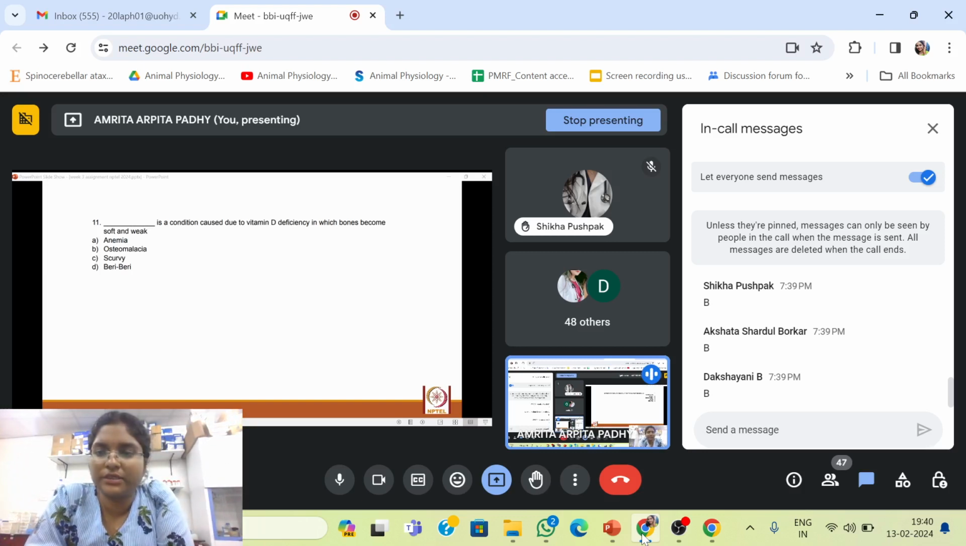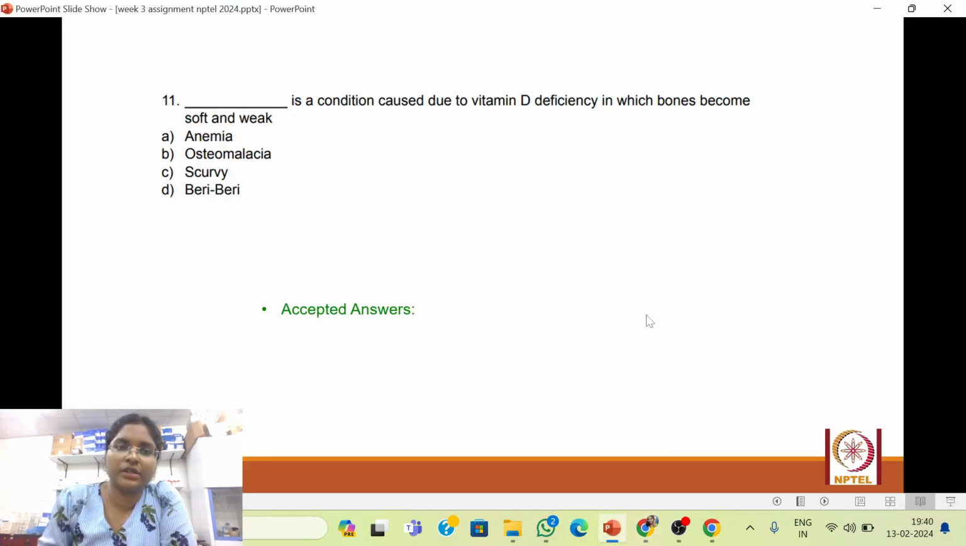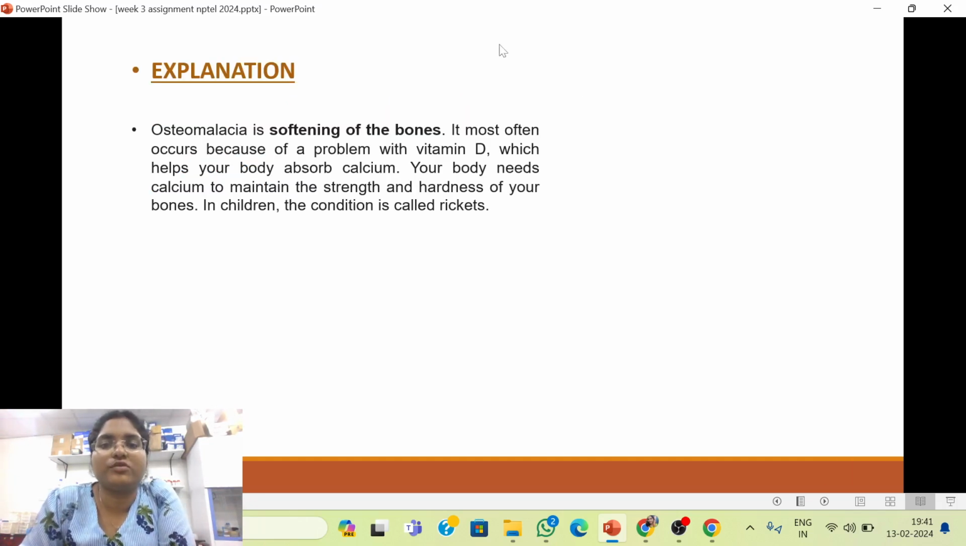Okay, everyone done? Okay, let's see what is the correct answer to this question. The correct answer is osteomalacia, a condition caused due to vitamin D deficiency in which bones become soft and weak. Obviously, the other options are not correct. Anemia is caused due to iron deficiency, scurvy is caused due to vitamin C deficiency, and beriberi is caused due to vitamin B deficiency. So, what exactly is osteomalacia?